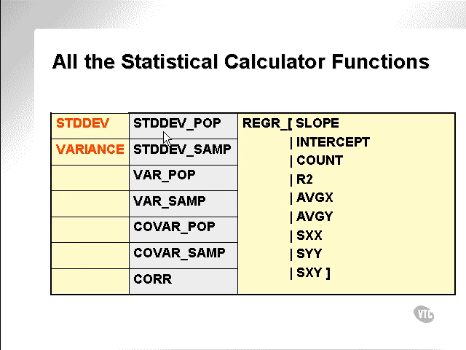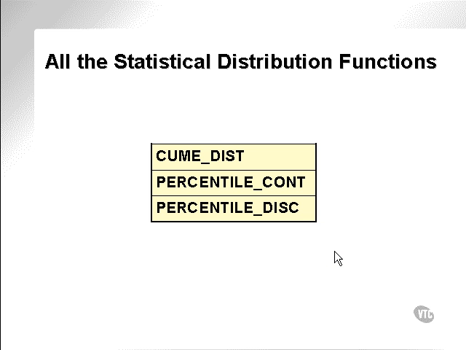Amongst the other functions, generally we have standard deviation functions, variance functions, covariance functions, correlation functions, and linear regression functions. The statistical distribution functions are cumulative distribution function and the percent point or inverse distribution functions. CONT and DISC apply as for continuous or discrete distributions.